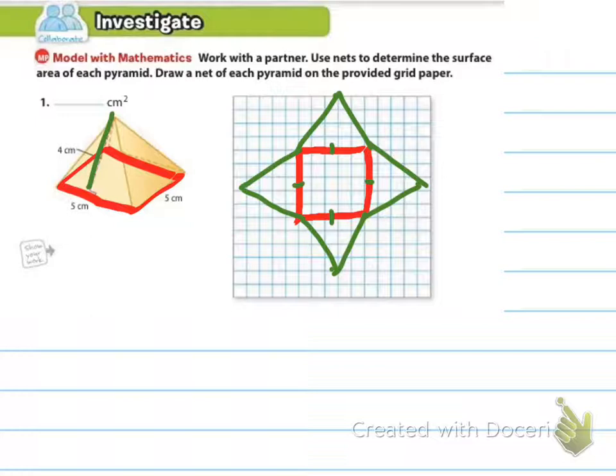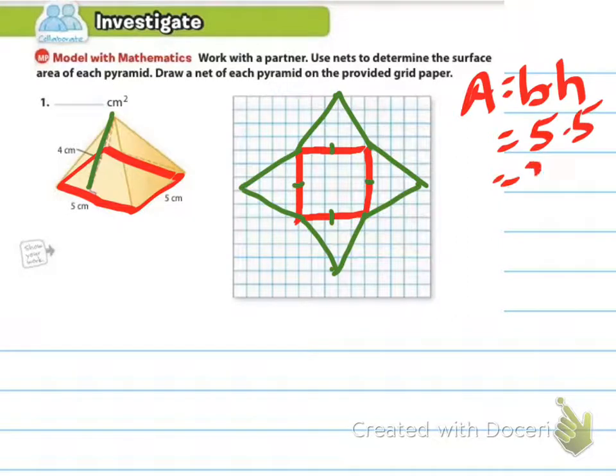So now we need to find the area of each of the parts. So the area of the square in the center, since it's a 5 by 5 shape, area is base times height, 5 times 5, and that's 25. And you can always count the squares if you want to, but I think that seems a little crazy.